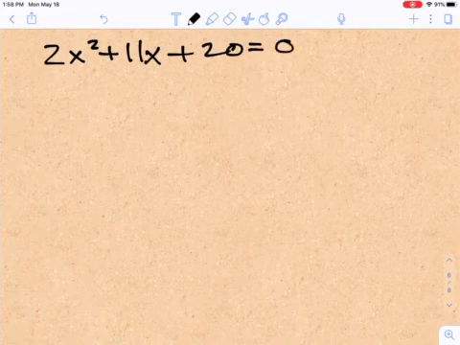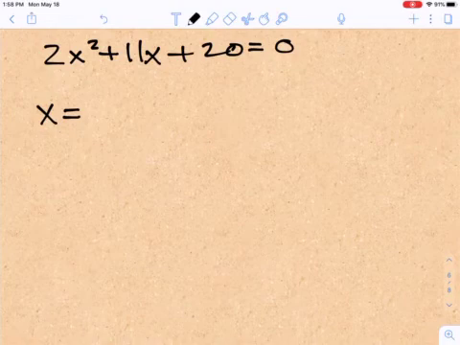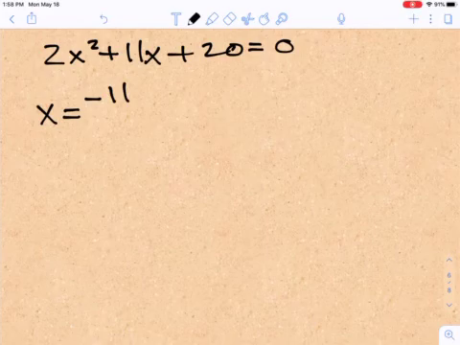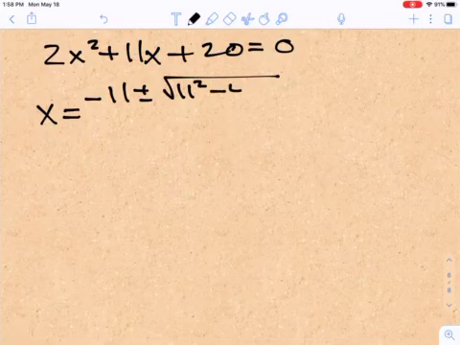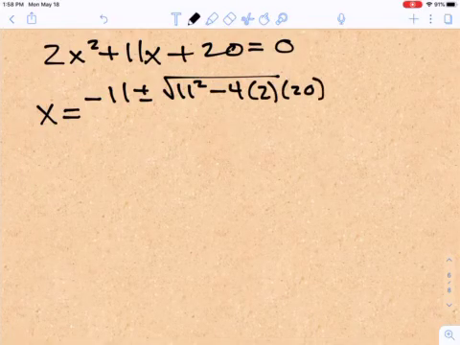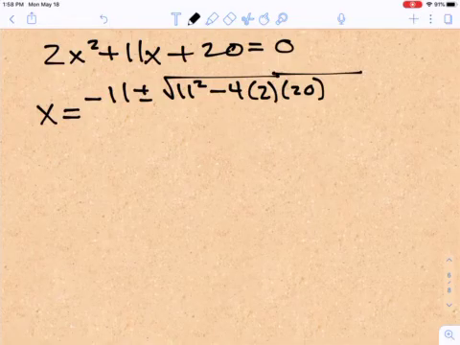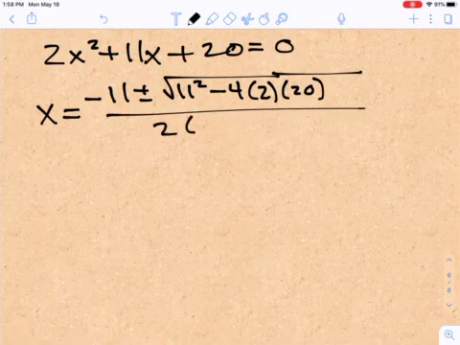It should be equal to zero. Sorry. So let's just march right ahead with the quadratic formula. So we get x equals negative b, which is positive 11, so plus and minus the square root of 11 squared, and then minus 4 times a times c. Well, a is 2, c is 20. All right, and then that all goes over 2a, which is 2 times 2.